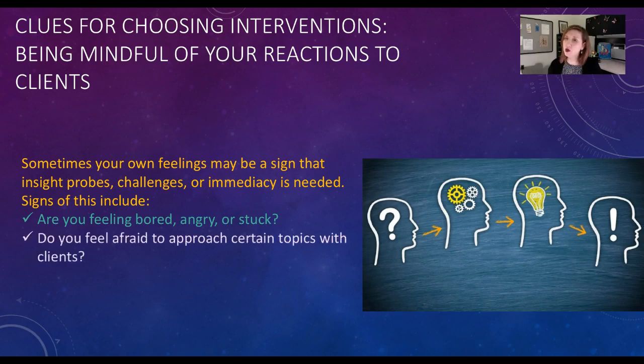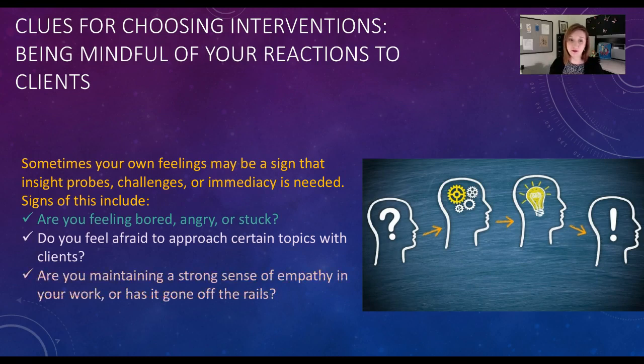Are you afraid to approach certain topics? Sometimes people give off clues they don't want you to go somewhere. And in helping, that's usually where you need to go. But if the client has set up all these walls and boundaries that you can't go there, they're probably doing that with other people in their lives. They're probably doing that with themselves. So that's a sign that that's something that could use some insight.